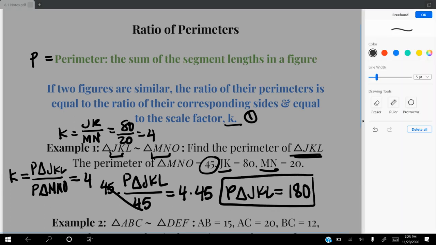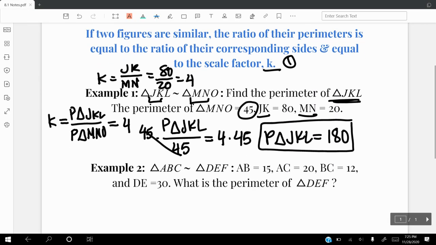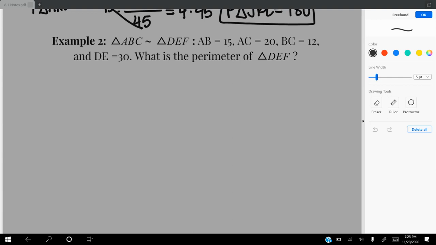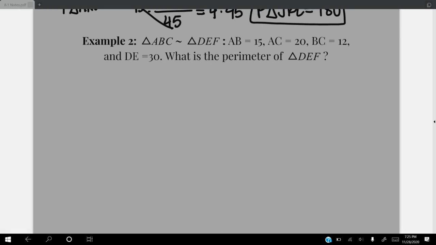So that's one type of problem you might see. Another type of problem that you might have is going to be worded a little bit differently, and you're essentially doing the same steps, but just doing a little bit more math in between. So it's saying that triangle ABC is similar to triangle DEF. It gives us a bunch of side lengths, and we're trying to find the perimeter of DEF.